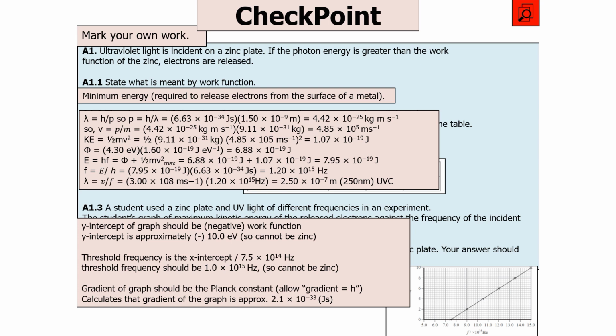And then finally, the gradient of the line should be Planck's constant. It should be 6.63 times 10 to the minus 34. You work it through, and it's actually 2.1 times 10 to the minus 33, so it can't therefore be that particular value.